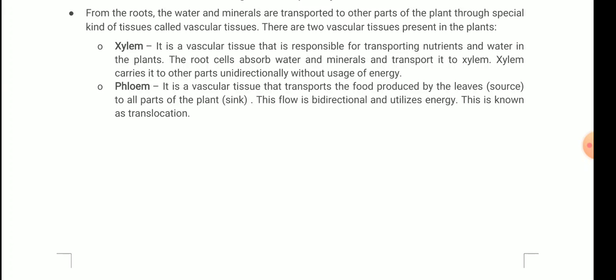Now, very important this point. What is the function of xylem? It is a vascular tissue which is responsible for transporting nutrients and water in plants. Now, we all know that water is absorbed only from the part called roots. No other part absorbs water. So the only part which absorbs water is roots.